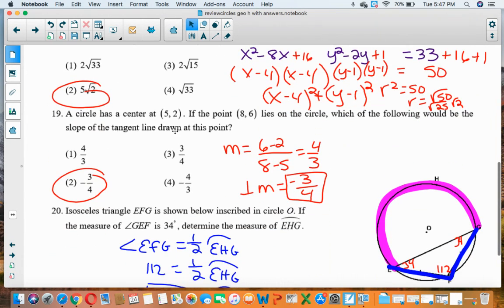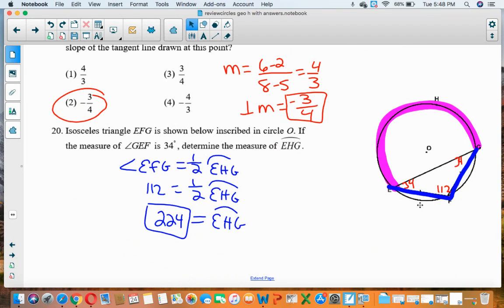Number 9, I have a circle that has a center, and they give me one of the points, and they want to know what would be the slope of the tangent line drawn at this point. So remember, a radius and a tangent are perpendicular. So all I did was I found the slope of the line that connected the center and that point. So the slope is y minus y, 6 minus 2, over 8 minus 5. So my slope is 4/3. And my tangent line is perpendicular, so I have to flip that and change the sign.